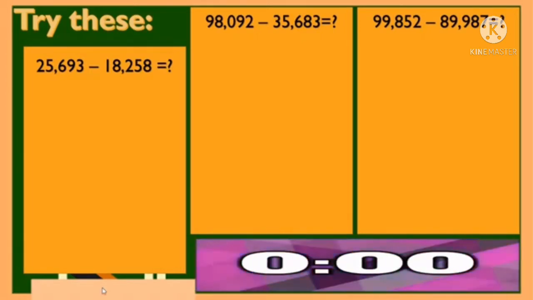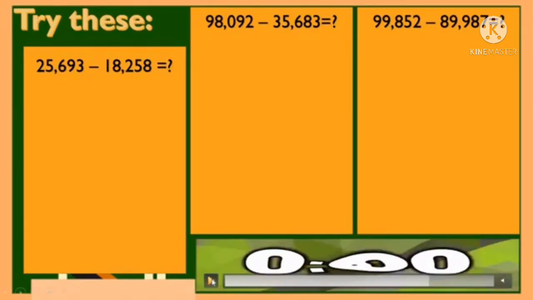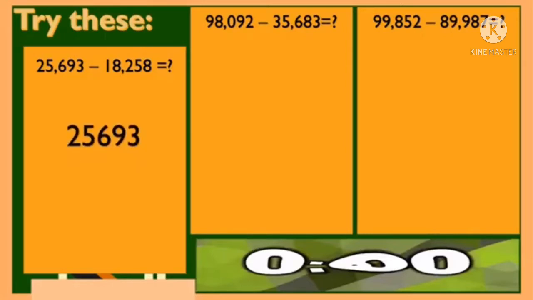Alright, time is up. Of course, the same process that we are doing, I will help you to answer this one. Okay? Again, first step is we need to line up the numbers. Right? We will copy the first number, and then we will write the second number. Okay? So our first number is 25,693. Alright?